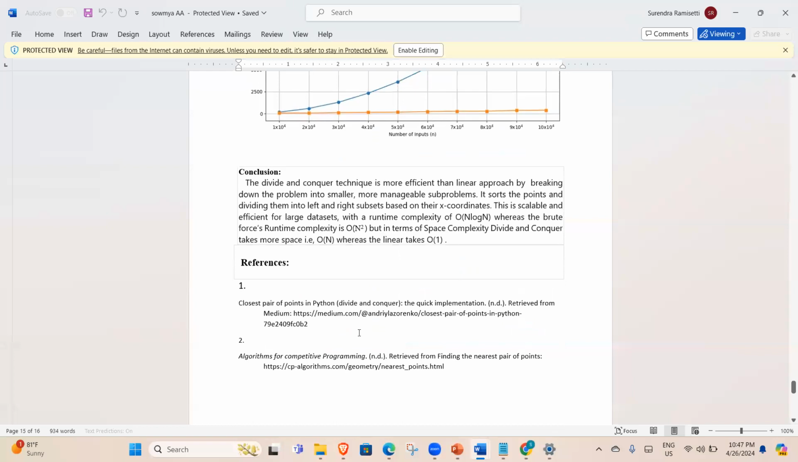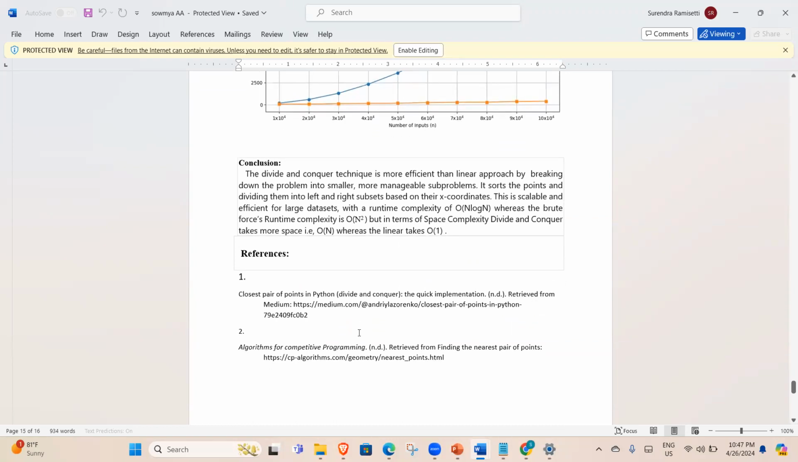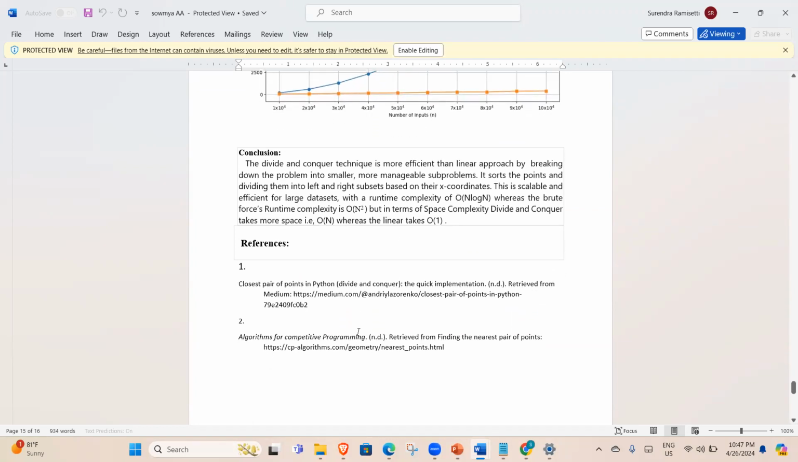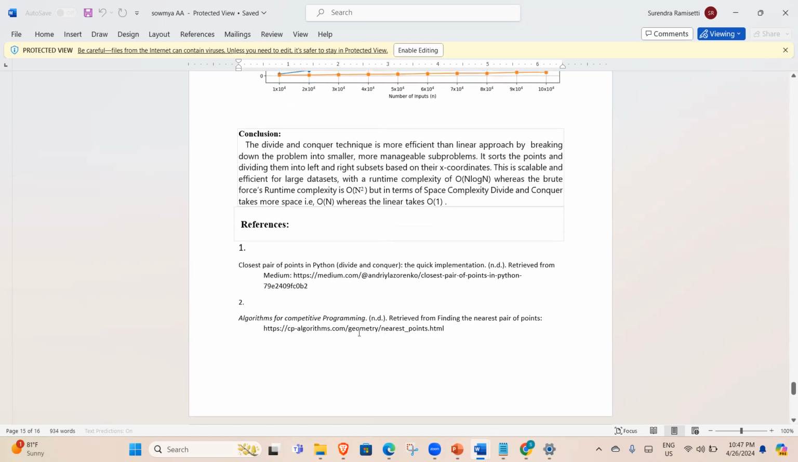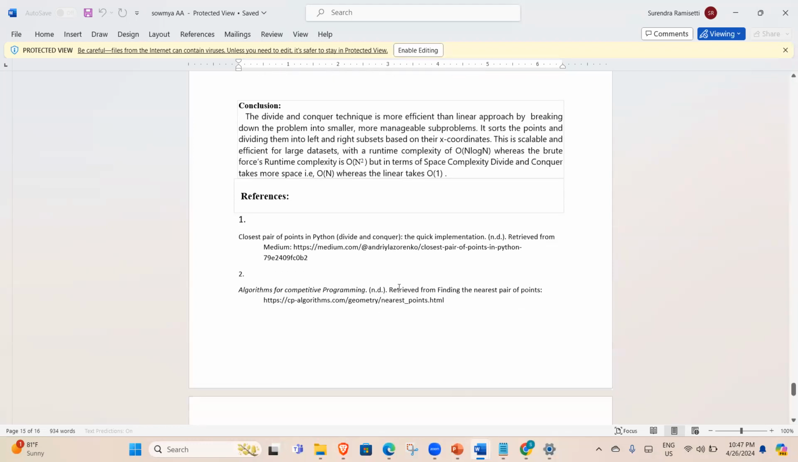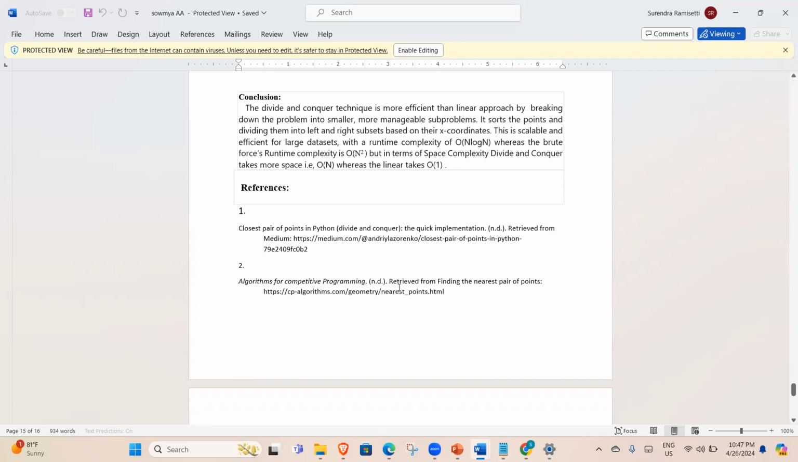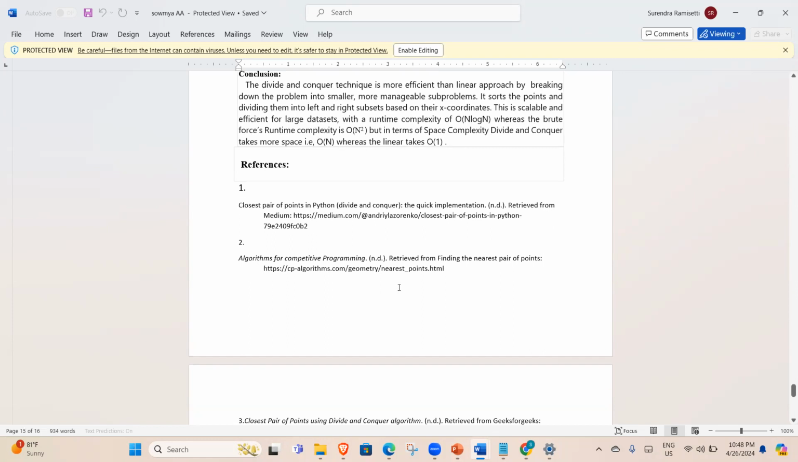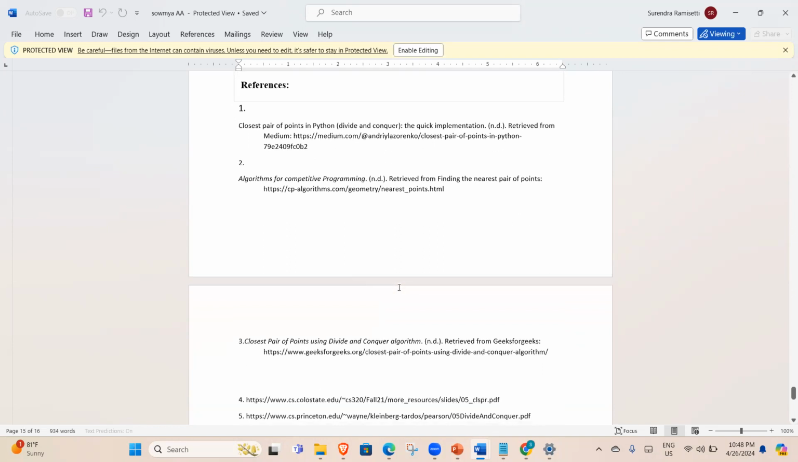The divide and conquer conclusion. The divide and conquer technique is more efficient than the brute force approach by breaking the problem down into more manageable subproblems. It sorts the points and divides them into left and right subsets based on their coordinates. It is scalable and efficient for large data sets with a runtime complexity of O(n log n), whereas the brute force runtime complexity is O(n squared). But in terms of space complexity, divide and conquer takes more space.